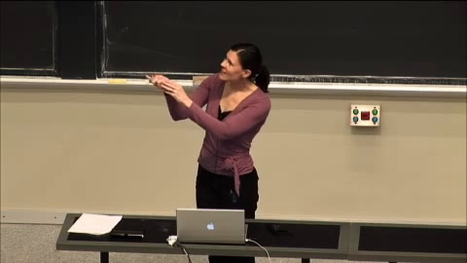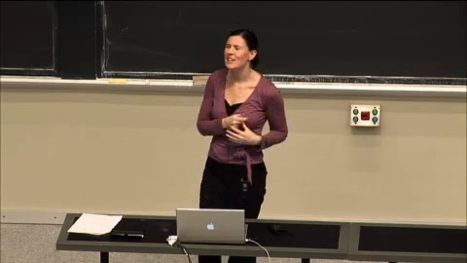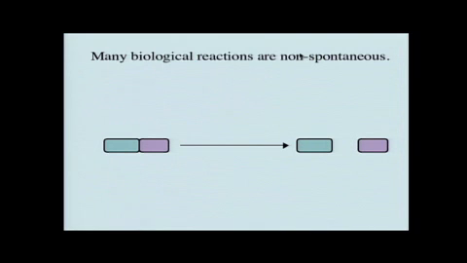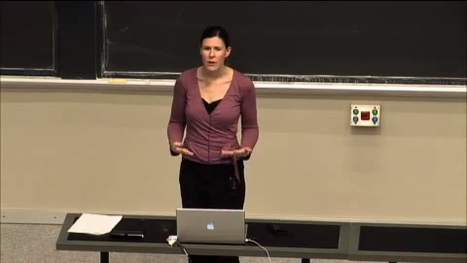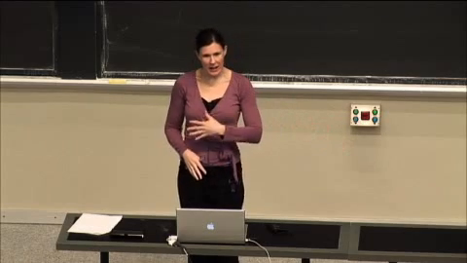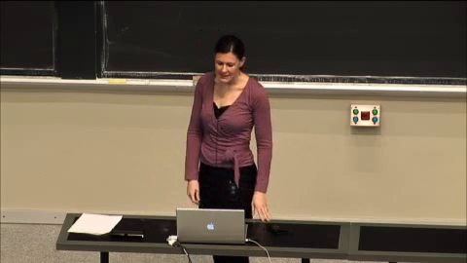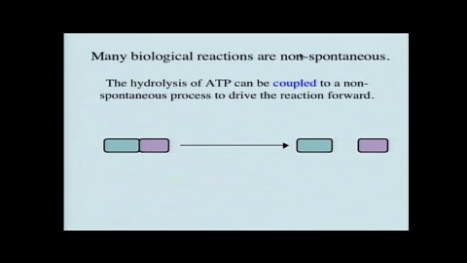I just show a schematic biological reaction here where we have some molecule that's broken up into two building blocks. So let's say, for example, this has a delta G that's greater than 0. We need to think about how it is that our body can actually make this reaction happen. And the way that it does this is that it takes the hydrolysis of ATP, which is coupled to this non-spontaneous reaction.